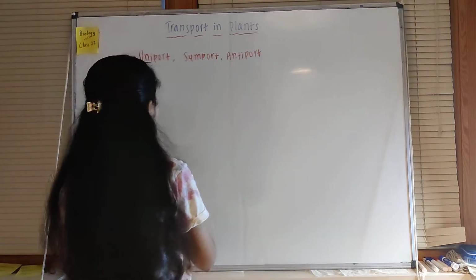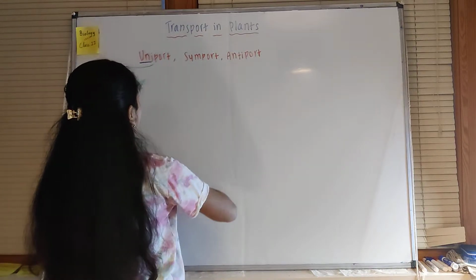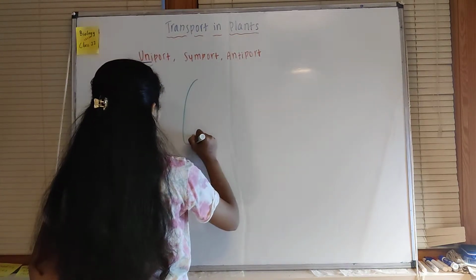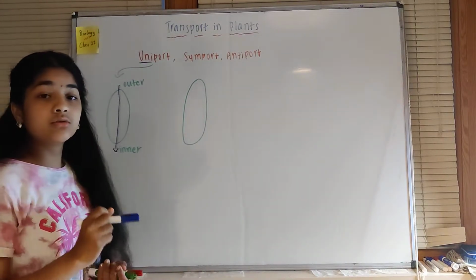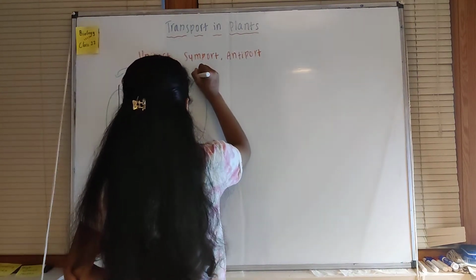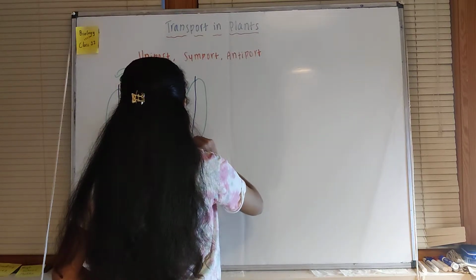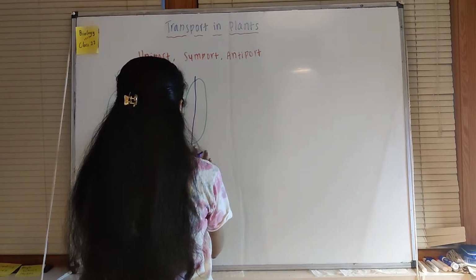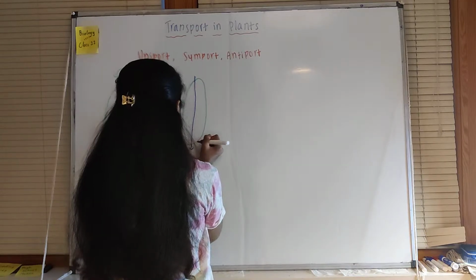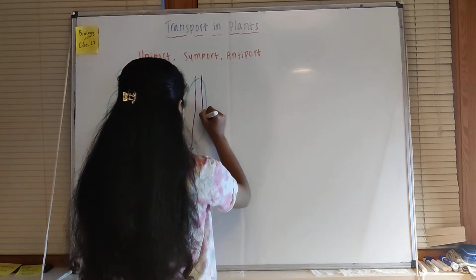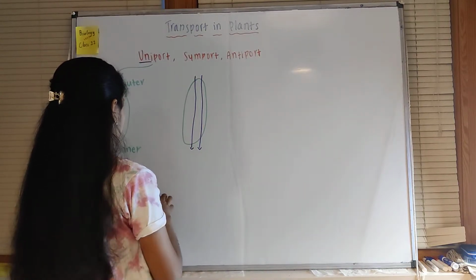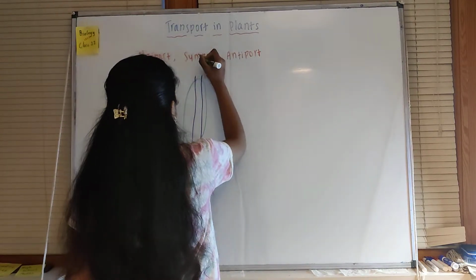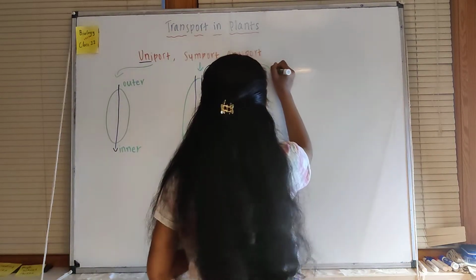If we talk about symport, again there will be a carrier protein. Here two particles move from outer to inner, in the same direction. Two of them, like this. This is symport, and then we have antiport.